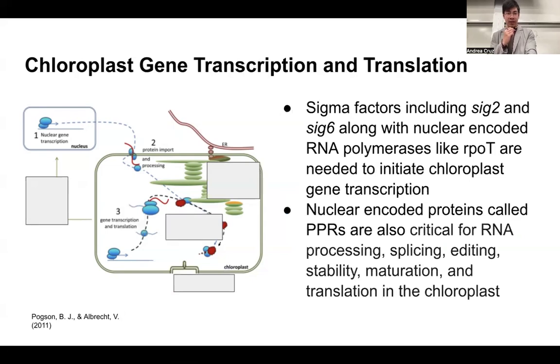Next, we have gene transcription and translation. In this step, sigma factors including SIG2 and SIG-S, along with nuclear encoded RNA polymerases like RPOT, are needed to initiate chloroplast gene transcription. Nuclear encoded proteins called PPRs are also critical for RNA processing, splicing, editing, stability, maturation, and translation in the chloroplast.